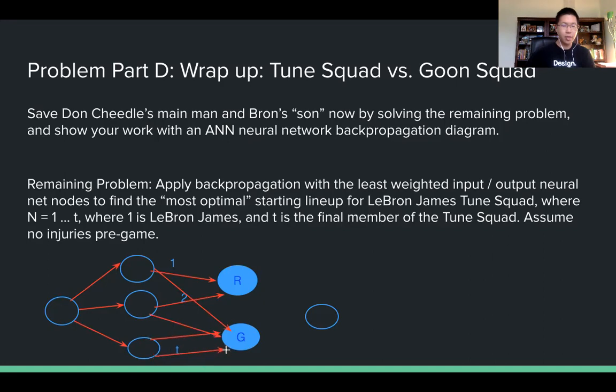And remember, all the weights are 0.5. So you want to find basically the min of this. So here's where the fun really begins.